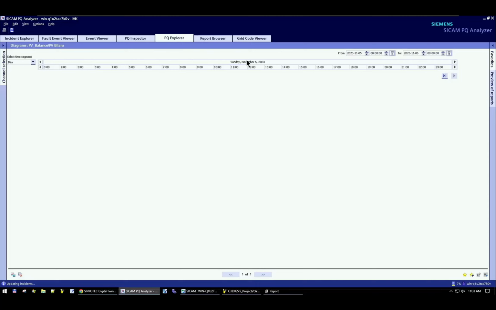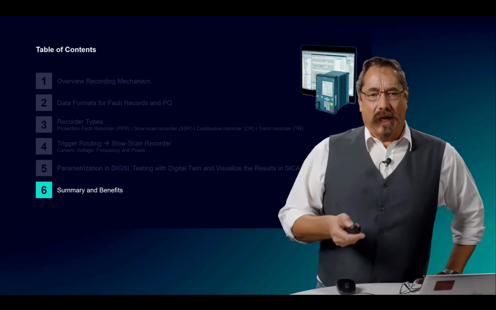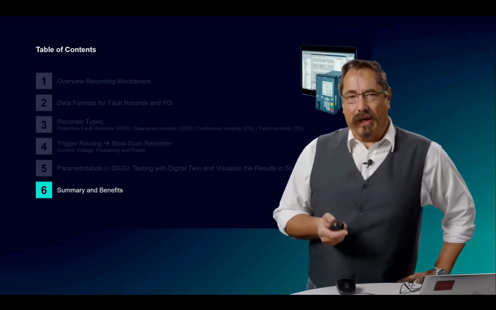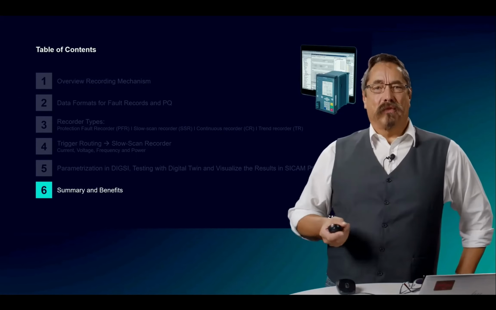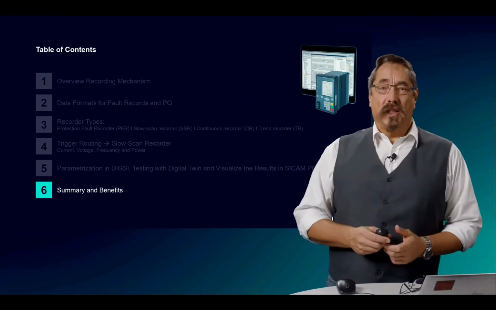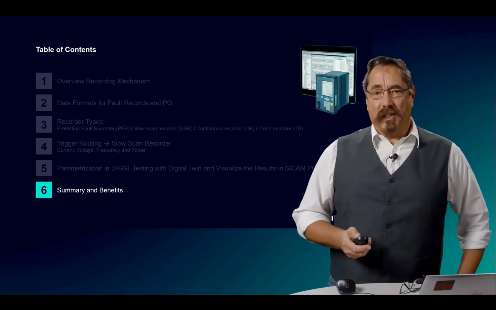Let me now summarize the benefits in the PowerPoint for the flexible recorder concept. I know that was really a lot of information in the last hour, therefore let me summarize the benefits of using the slow scan, the continuous and the trend recorder in our protection relays.